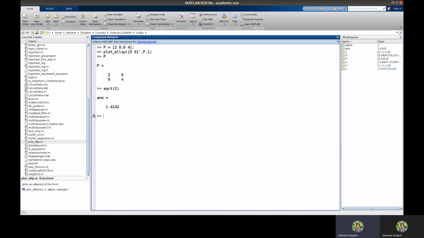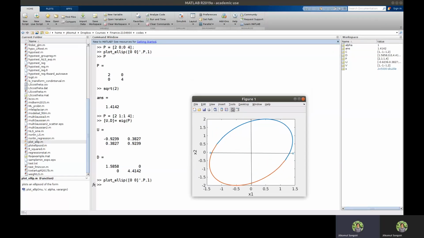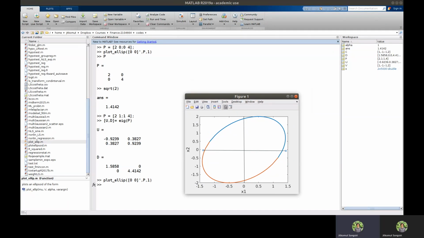Okay, if I change a little bit, I need to put an example P, and my P has to be positive semi-definite. In this example, I run the command again. Now you see that here my ellipsoid is going to be a rotated version.